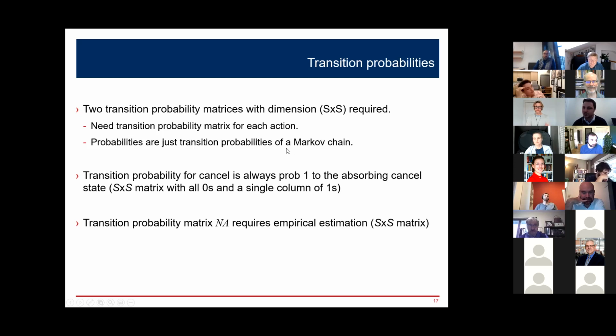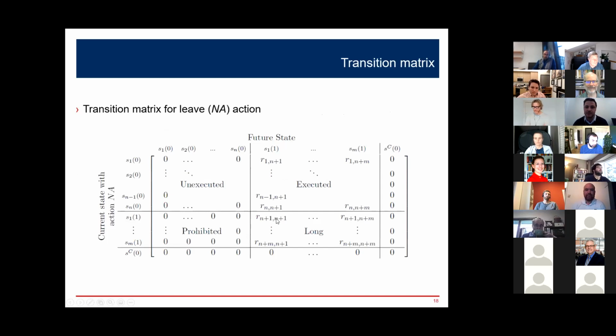So these are just transition probabilities of the Markov chain. Very simple for a cancel. If we cancel, we move to a certain state with probability 1. If we leave the order, then the transition probability is a bit more difficult. We're going to get that out empirically. Just to give you an idea roughly of the structure, if we leave an order, this subscript 0 means the order hasn't been executed, and subscript 1 means the order's been executed.